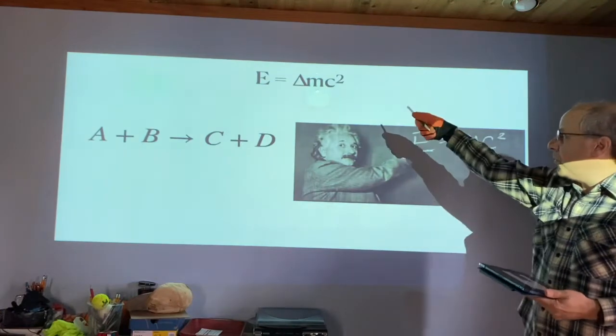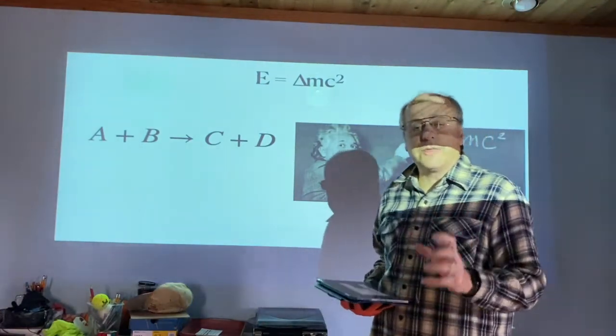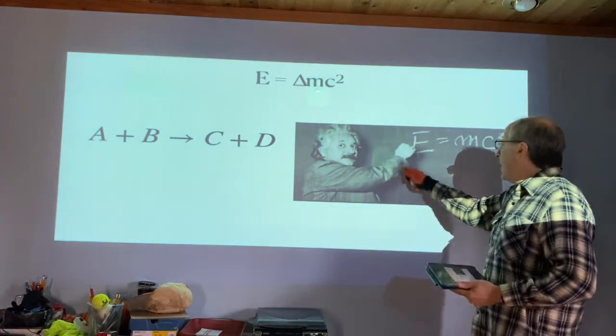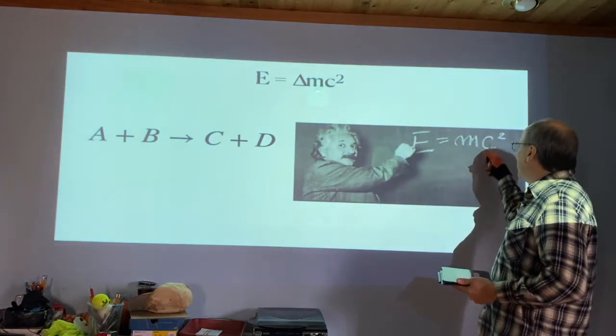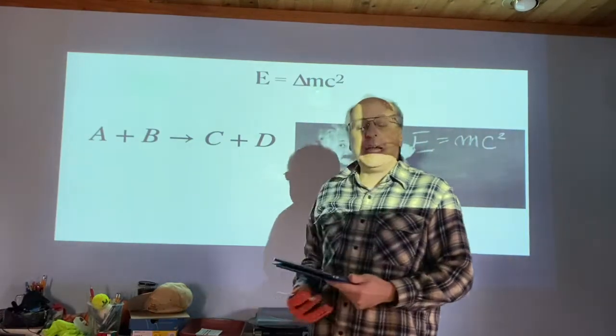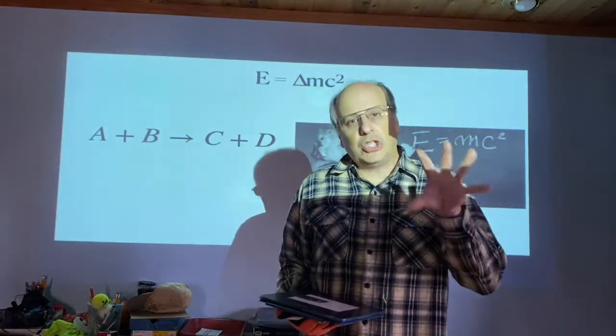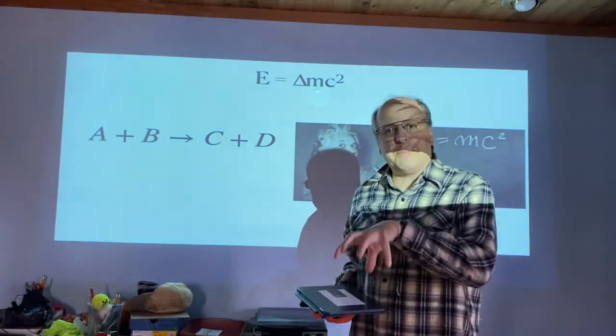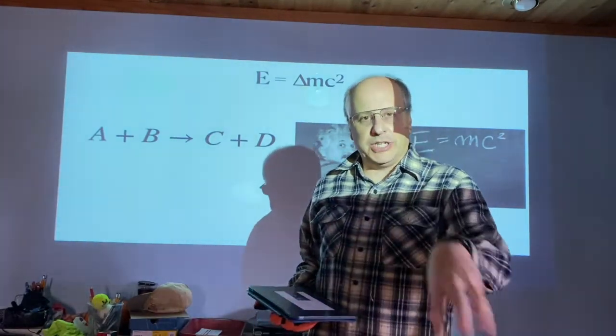So the number one equation for nuclear physics is the most famous of all equations. It's Einstein's E equals mc squared. I want you to remember that m actually stands for the change in mass. The change in mass that takes place, and when you lose mass, that mass turns into energy.